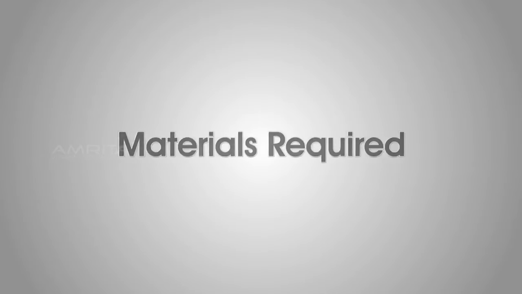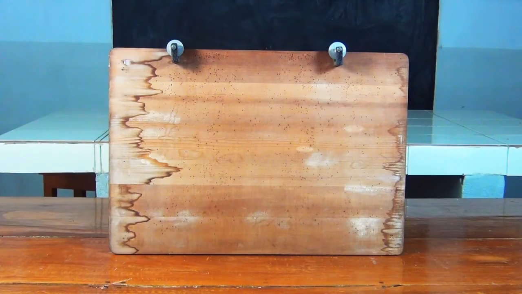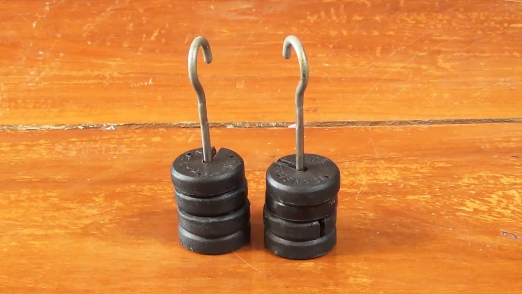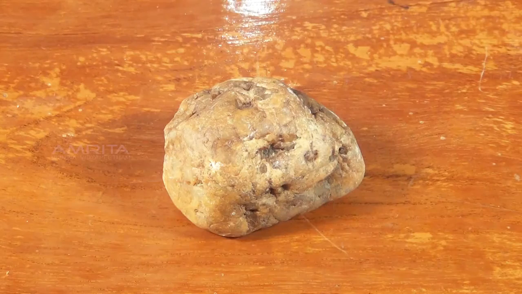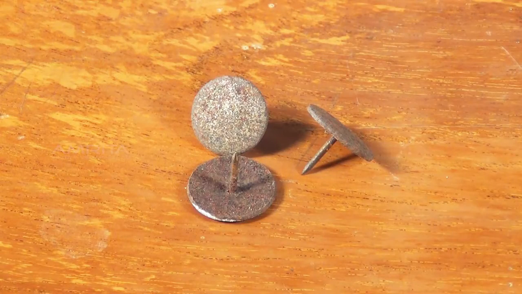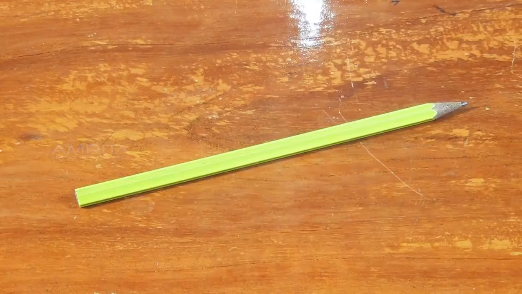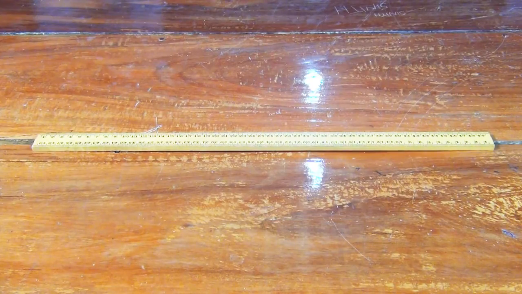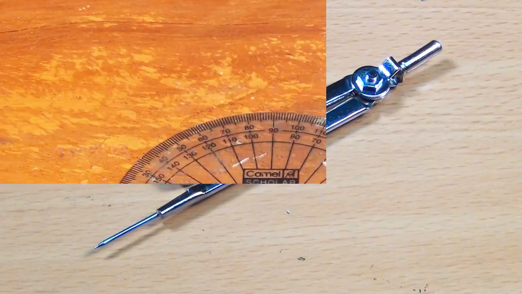Materials required: Gravesand's apparatus, 2 hangers with slotted weights, a stone, strong thread, white drawing paper sheet, drawing pins, mirror strip, pencil, half-meter scale, compass, protractor.